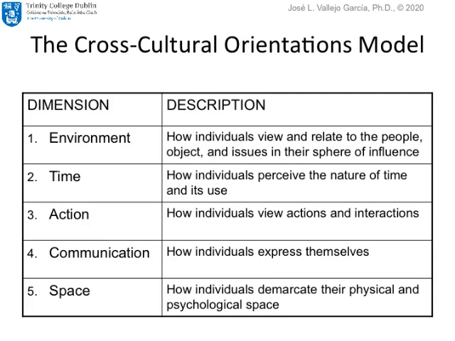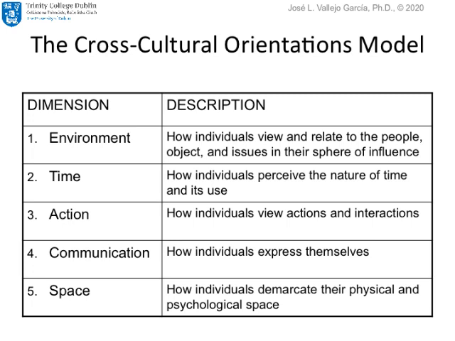So here's the cross-cultural orientations model and the dimensions. First we said the environment, which is how individuals view and relate to the people, objects, and issues in their sphere of influence. Time, how individuals perceive the nature of time and its use, past, present, future, etc. Action, how individuals view actions and interactions. Communication, how individuals express themselves: direct, indirect, high context, low context. Space, how individuals demarcate their physical and psychological space.